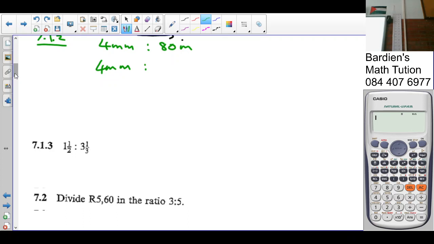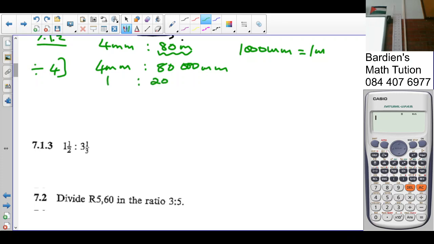Okay. How many millimeters are there in a meter? 1,000. In other words, 1,000 millimeters is equal to 1 meter. So 80 meters, how many millimeters? 80,000. What number goes into both? The biggest number that can go into both without remainder? 4. So 4 divided by 4 is 1. 80 divided by 4 is 20. So 80,000 divided by 4 is 20,000.